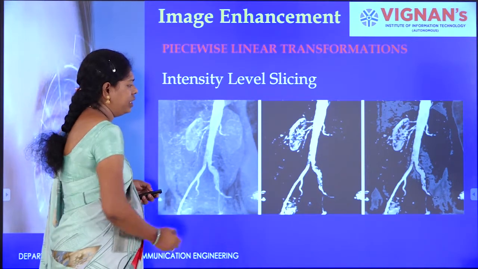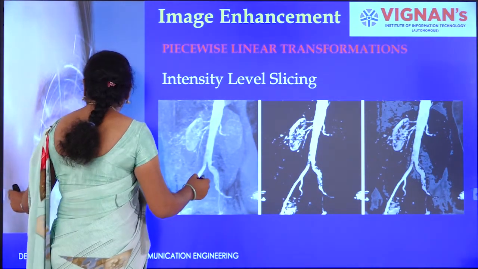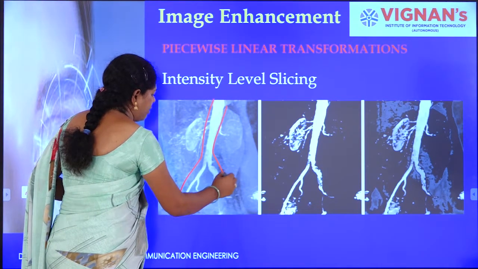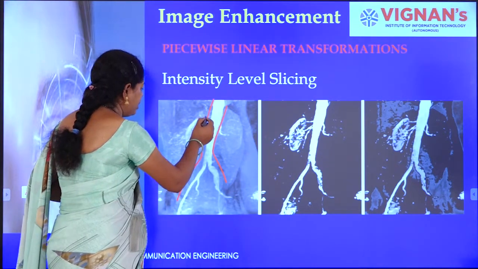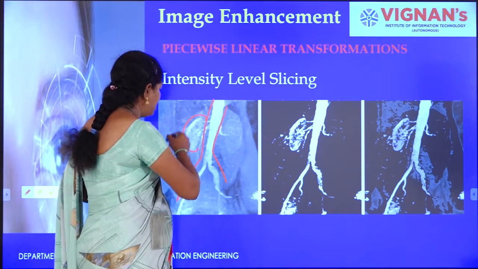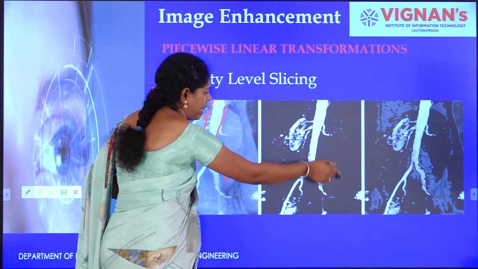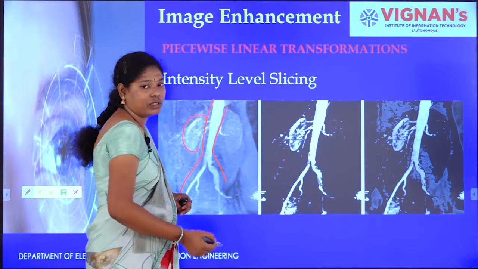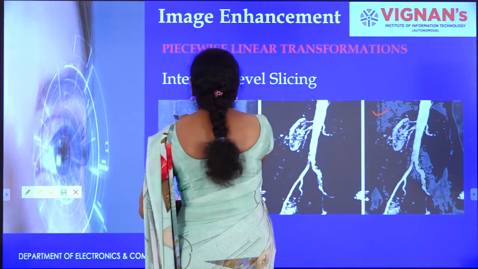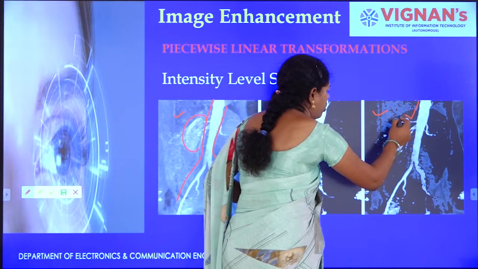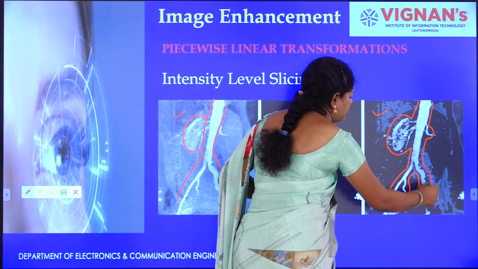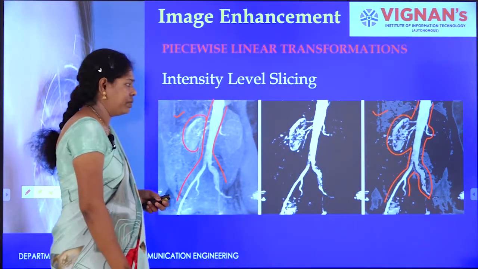This is the original image, and we need only this portion. In the first case, we highlight this portion, and the remaining pixels we make 0, that is the black portion. We suppress the remaining portions. In the second example, we leave the rest as it is and concentrate only on the required portion. Depending on the requirement, we use these types of intensity level slicing methods.